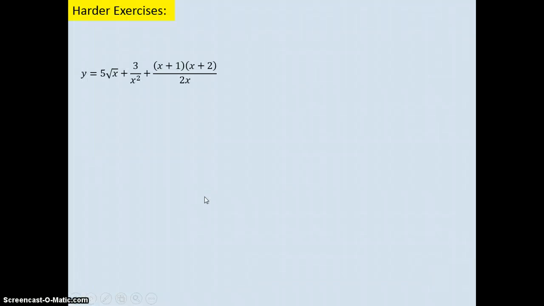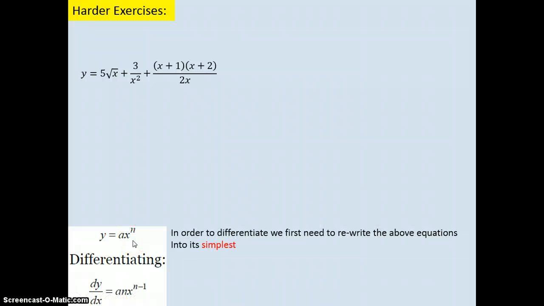For example, if you are given this equation here, you see that it's very difficult to differentiate as it is, because we know that the general rule for differentiation is in this form, and we need to bring the power to the front and then subtract one from the power. So it has to be in terms of powers. First we need to rewrite the equation into its simplest form and then differentiate.